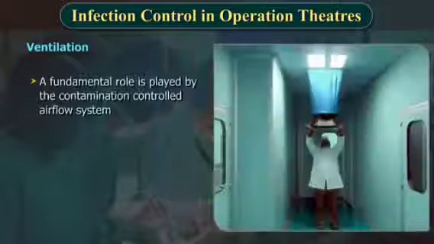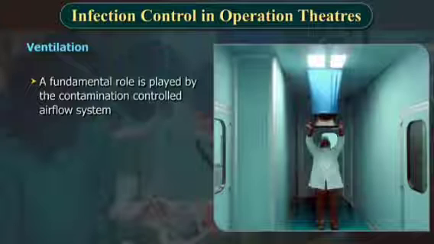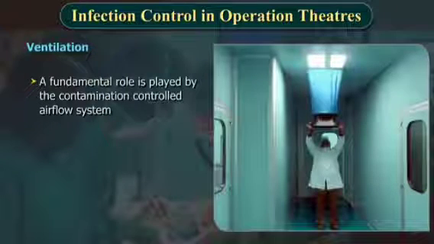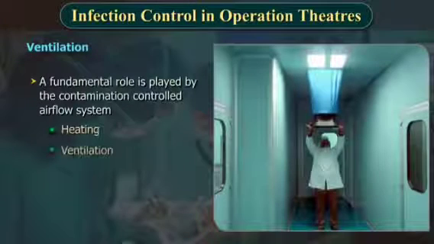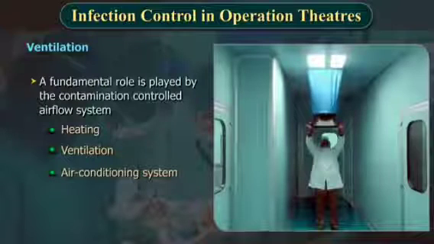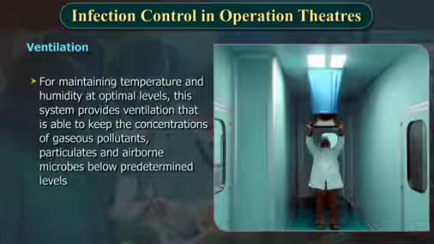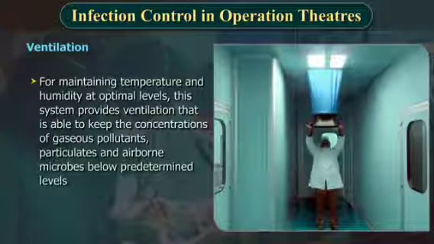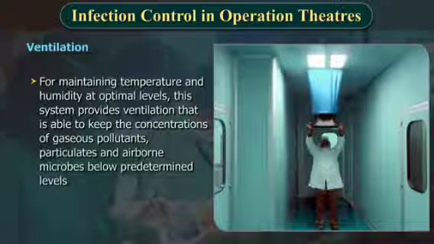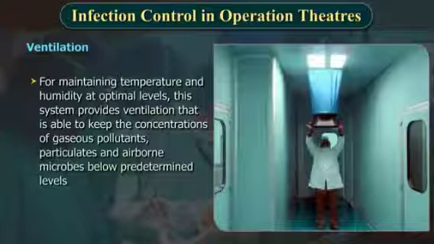In this regard, a fundamental role is played by the contamination-controlled airflow system like heating, ventilation, air conditioning system, etc. Indeed, in addition to maintaining temperature and humidity at optimal levels, this system provides ventilation that is able to keep the concentrations of gaseous pollutants, particulates, and airborne microbes below predetermined levels.